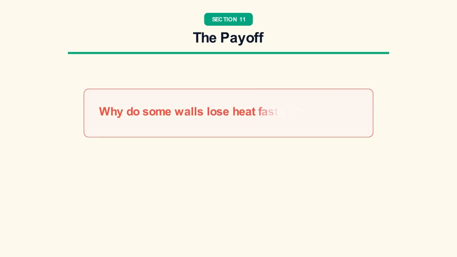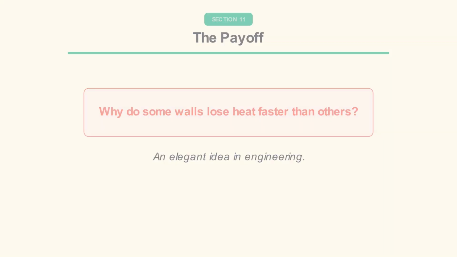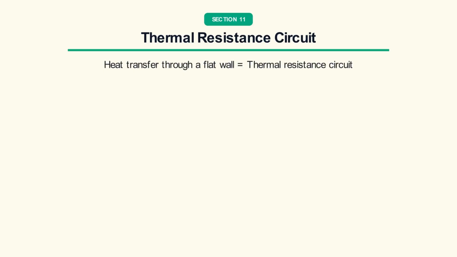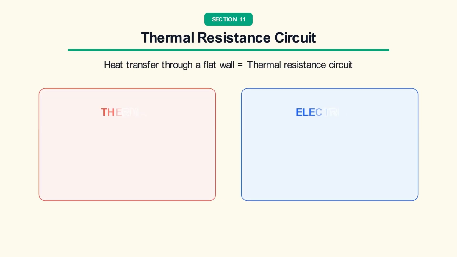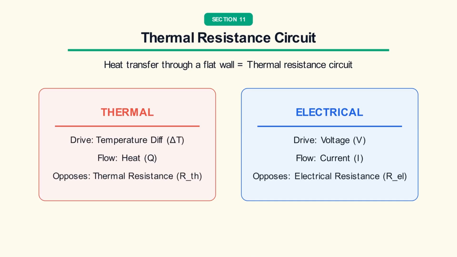Now let's step back and appreciate what we've built today. We started with a simple question: why do some walls lose heat faster than others? And the answer turned out to be one of the most elegant ideas in engineering. Heat transfer, whether through a flat wall, a cylindrical pipe, or a spherical shell, can always be reduced to a thermal resistance circuit. The temperature difference drives the heat flow, just like voltage drives current. The thermal resistance opposes heat flow, just like electrical resistance opposes current.